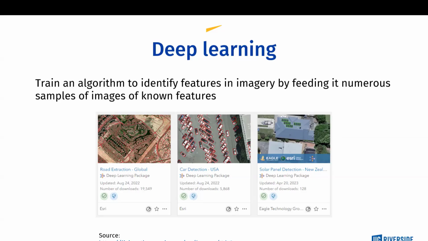The illustration on the screen shows three deep learning packages that Esri provides. You can use these pre-trained packages, or you can also tweak them if the results that you're getting aren't as great as you would like. You can manipulate some of the outcomes, possibly, and of course, have your own algorithm and feed it imagery that's local to the area that you're interested in and see if that will do any better. I'm sure it's going to be developed more and more as time goes by and become more accurate.